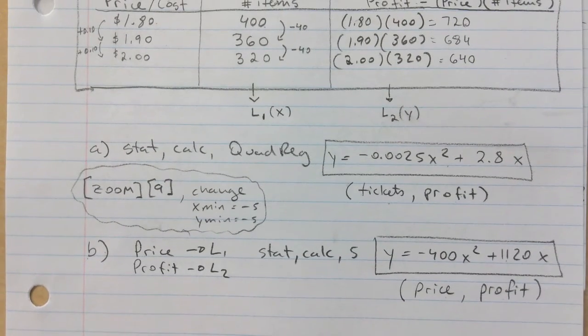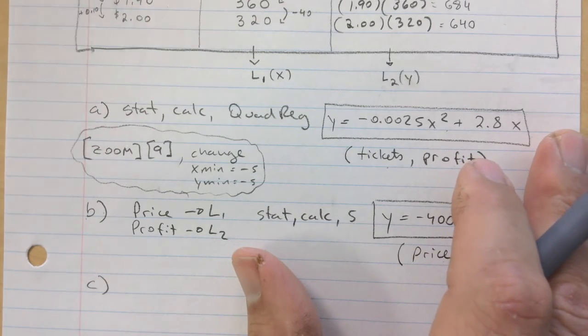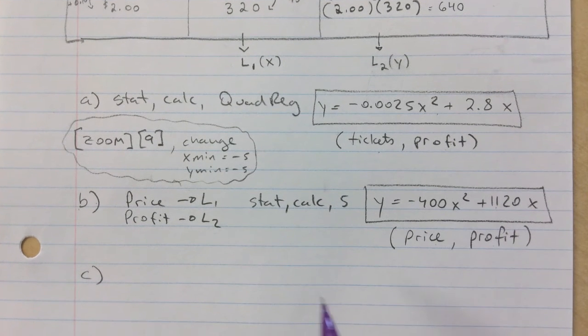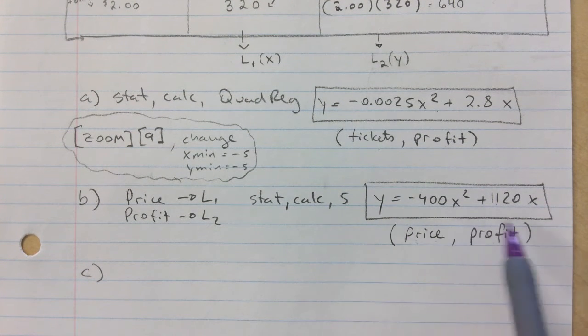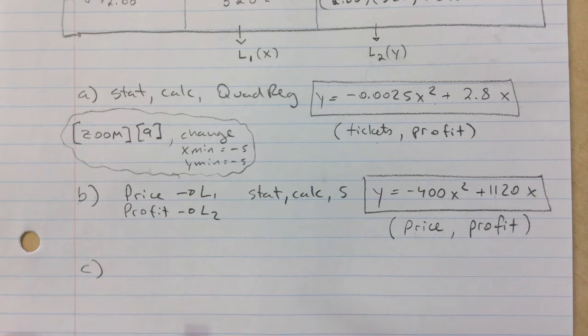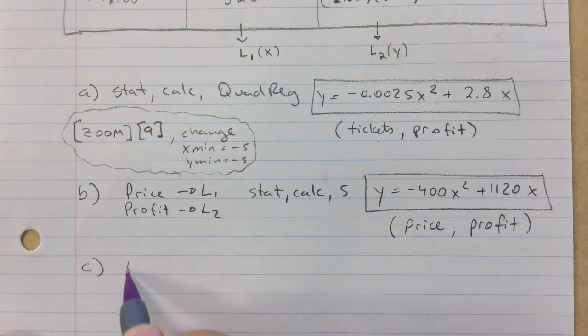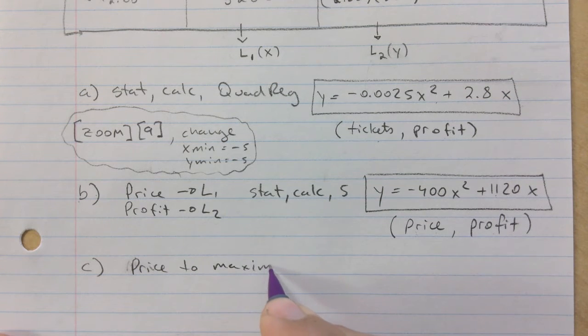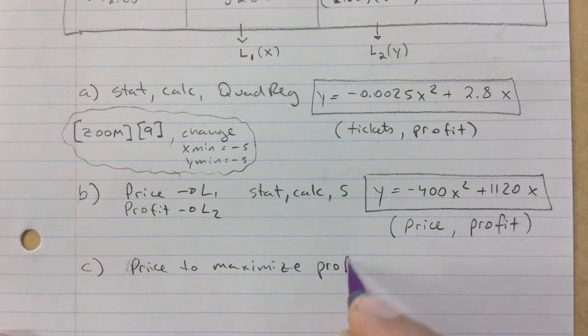Now C, what's C asking for? You can go back. I now won't be able to show you anymore. But C is asking what price would result in the maximum profit for the theater. And I did this on purpose. I asked you for the price because that's the last equation we graphed. So price to maximize profit. So we're going to have to find the vertex.